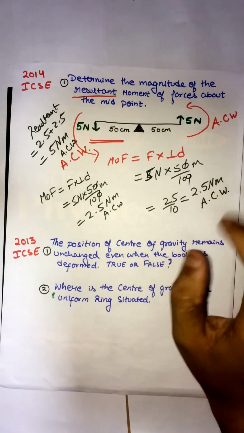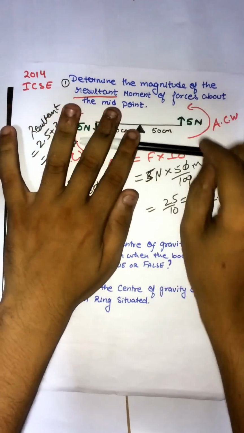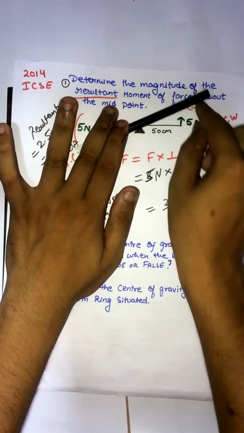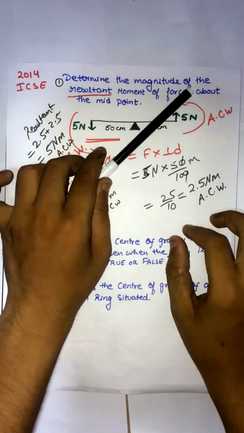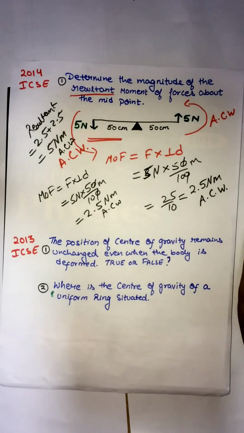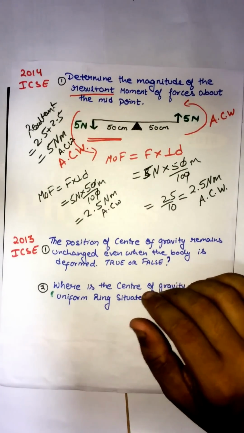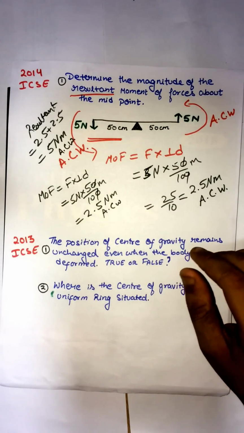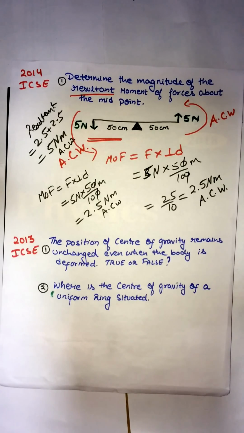Some people may think it's 0, but it's not 0. See, both the forces are trying to rotate it in anti-clockwise direction. Yes, so the moment of force will be added. Now I move to ICSE 2013, and 2013 has this question. The position of center of gravity remains same.